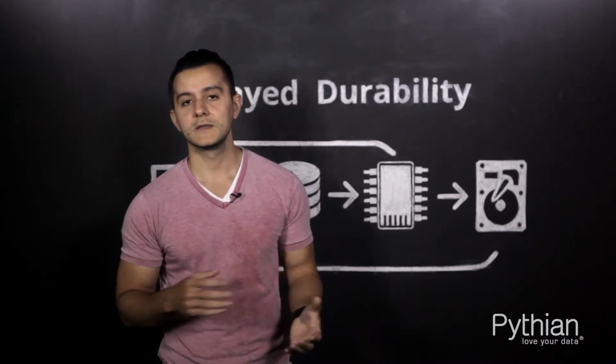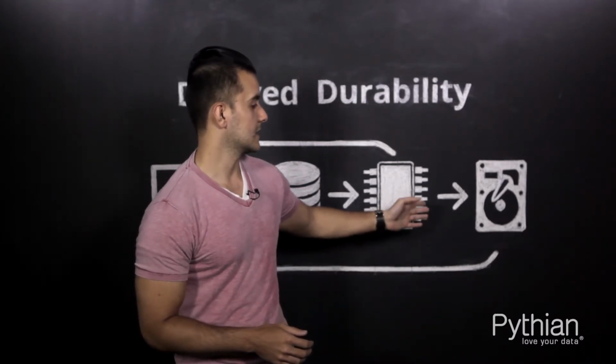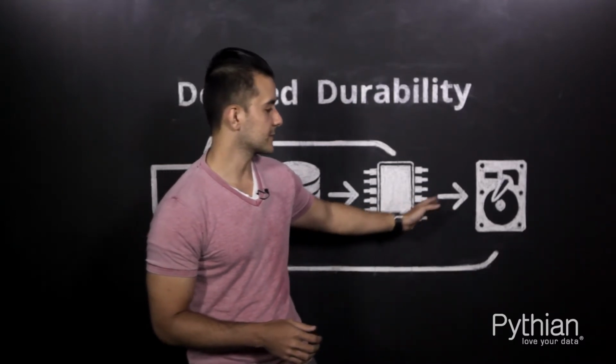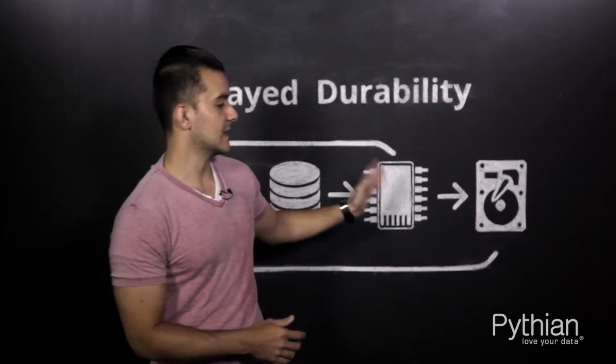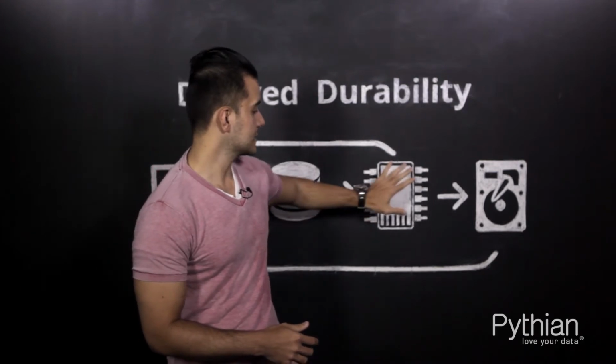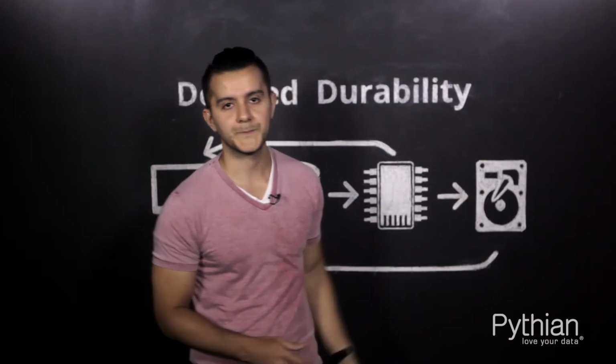Let's say we have 6,000 requests to write something. Then when we do it in fully durable, it's 6,000 different writes to the hard drive. However, when we do it through delayed durability, these same 6,000 requests will actually get buffered into memory and then all get pushed into the hard drive.